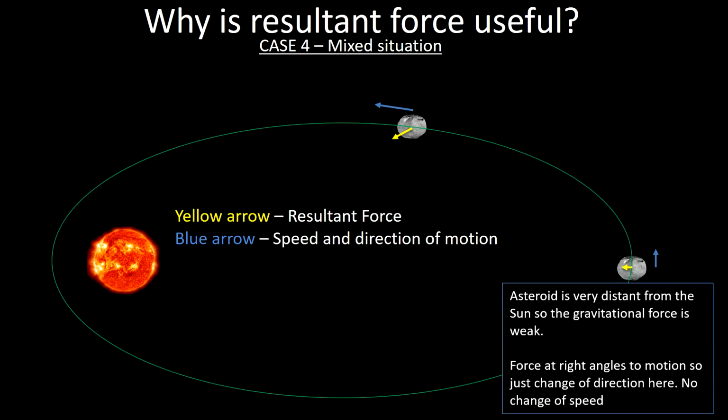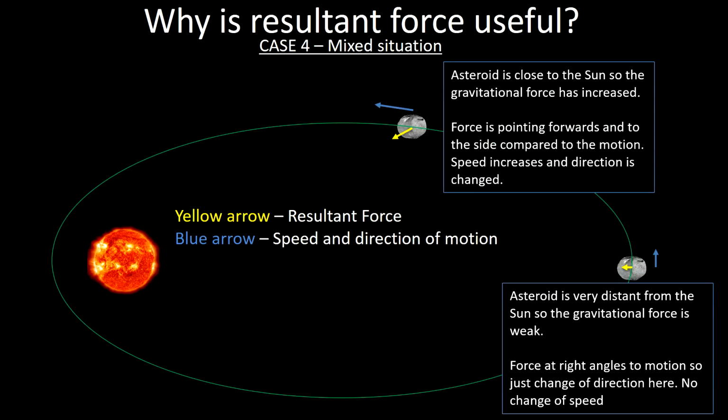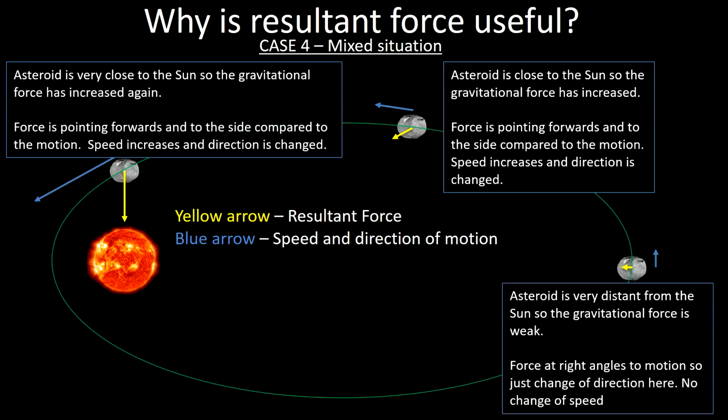Because the yellow arrow is pointing slightly forwards, in that it's pointing in roughly the same direction as the blue arrow, there will be a speed up. Because it's also pointing slightly sideways, it will also cause a change in direction. And you can see that from the shape of the orbit. And obviously, as the thing is speeding up as it gets closer, the force increases and the speed increases, and we have an asteroid there that, again, is having a change of speed.